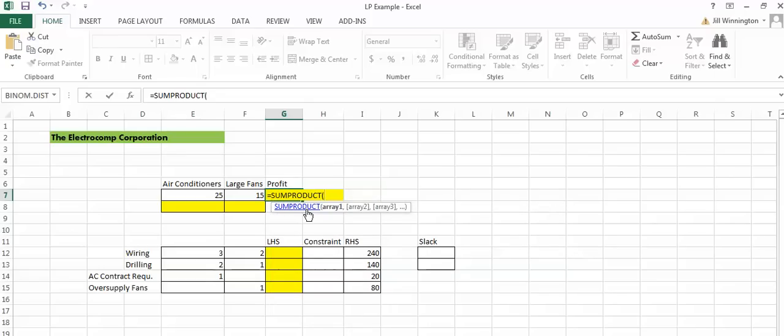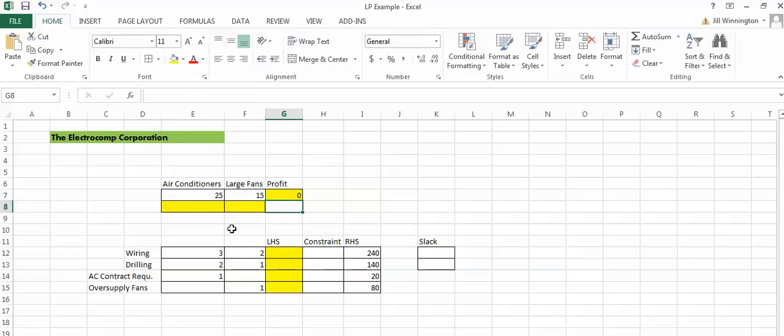And what this formula says is take an array. In this case, we're going to use the air conditioner and fans profit amounts first. And what we're going to do is multiply the 25 times the quantity plus 15 times the quantity. So my second array is the cells right below that, which represent the quantity. And that's all set up.